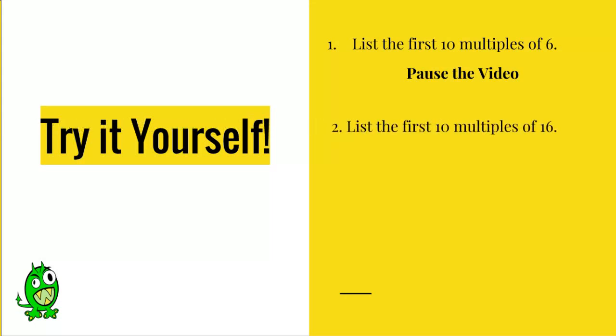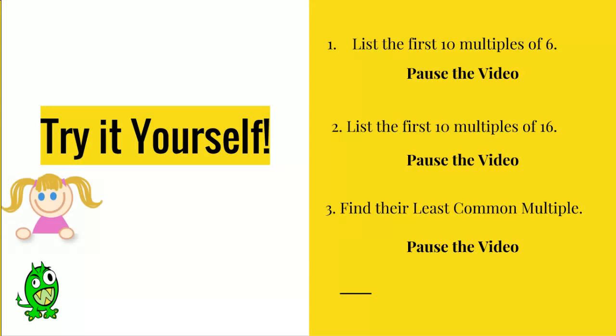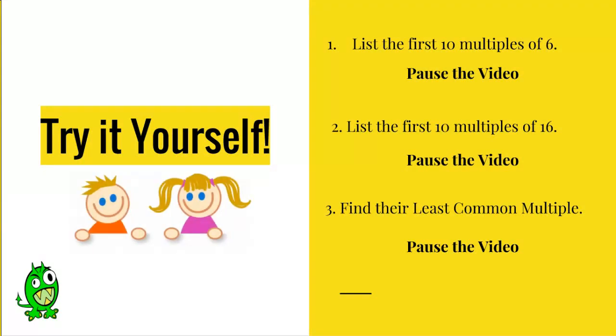Welcome back. Now, list the first 10 multiples of 16. Pause the video and get to work. Now, use what you have and find their least common multiple. Pause the video. And now that you have found your least common multiple, share your strategy with your partner.